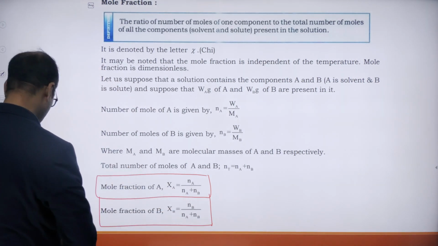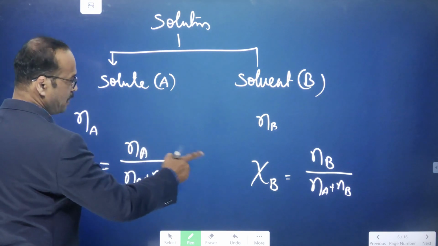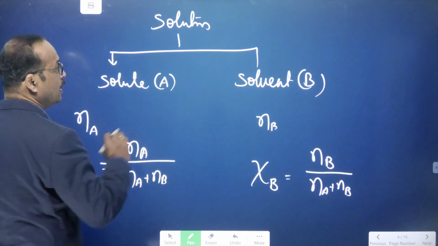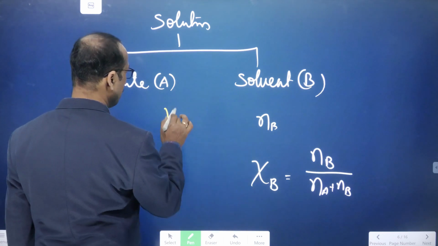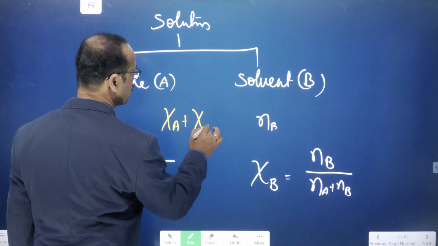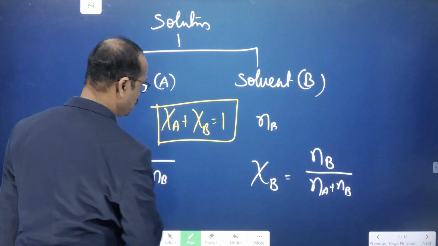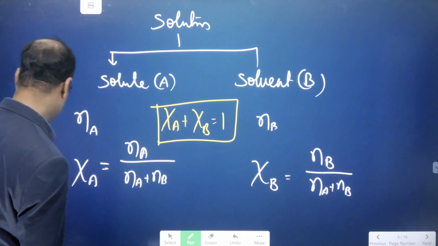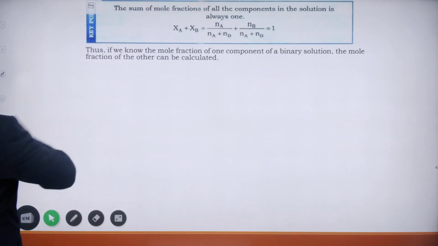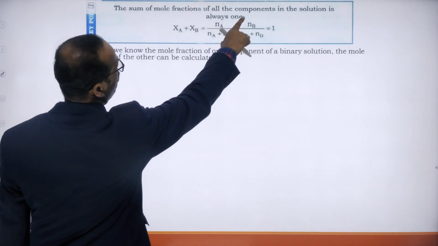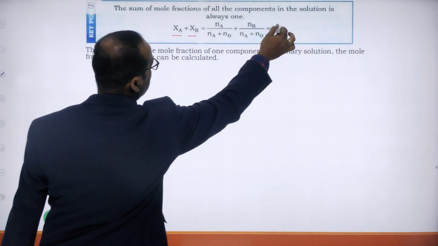One important concept here is that the sum of the mole fractions of A and B, that is solute and solvent, is equal to 1. You have to remember this, a very important concept in solving problems. The mole fraction of solute plus the mole fraction of solvent is equal to 1. When you add both, it should be equal to 1. It is useful in solving problems. The sum of the mole fractions of all the components of the solution is always 1, that means Xa plus Xb is equal to 1.